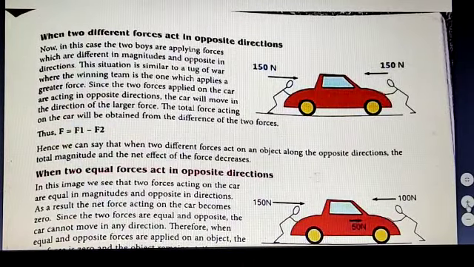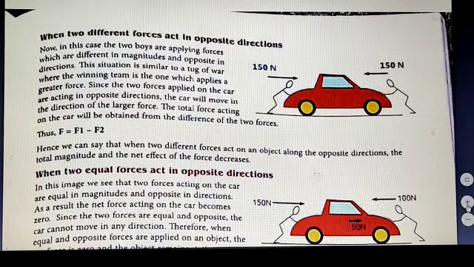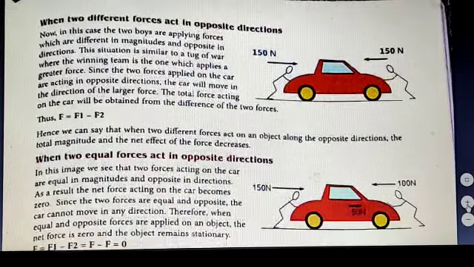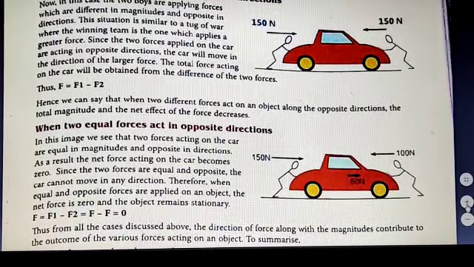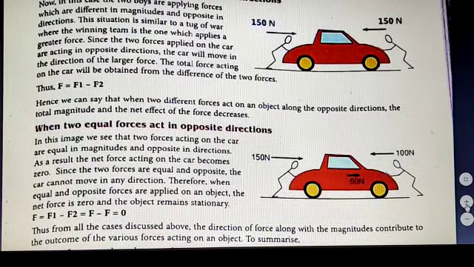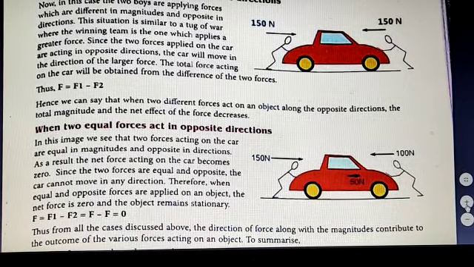Second is when they act in opposite directions. The most common example is tug of war. Tug of war is a game which two teams play. Here in your book, the example is explained with the help of a car. Two people are applying forces, but in opposite directions. So obviously it will be difficult.